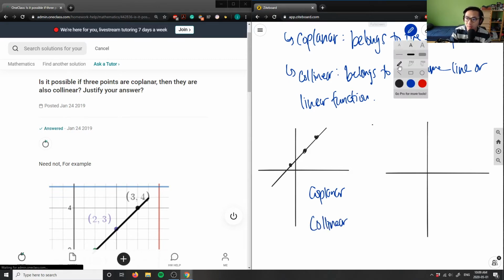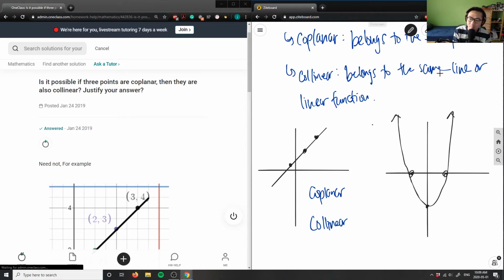However, what if I had something like this? What if I had this graph like that? This is still coplanar, right? These guys here are still coplanar. However, these are not collinear now, right? Because they don't belong to the same line or function. As you can see here, I have 1 point here, 1 point here, and 1 point here. I can't make a linear function. It's not like a slope that's a constant slope, right? In this case, it's a quadratic function here. So these points would not be collinear.